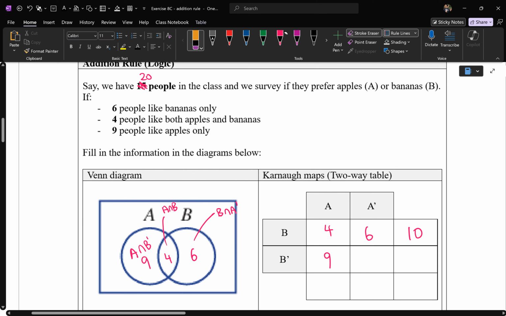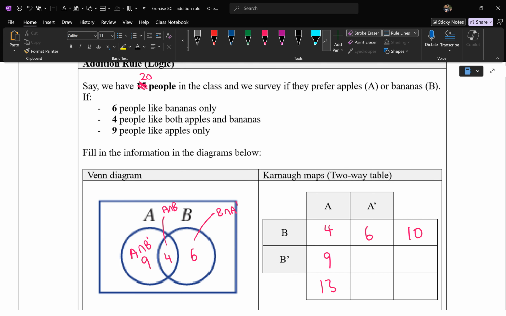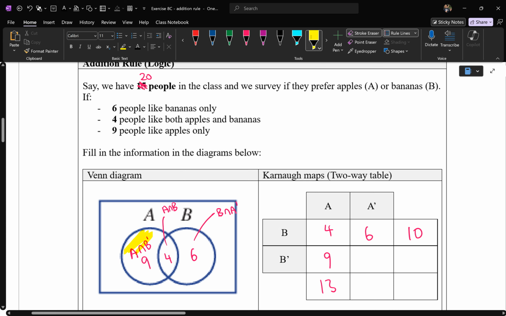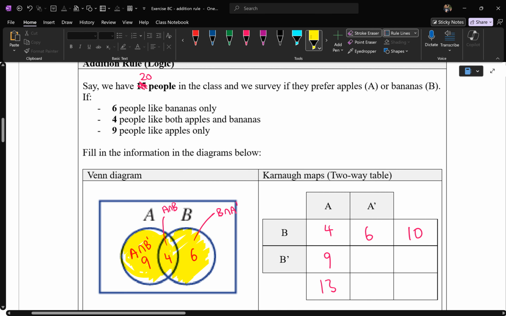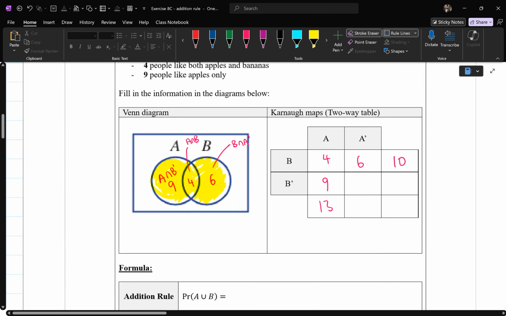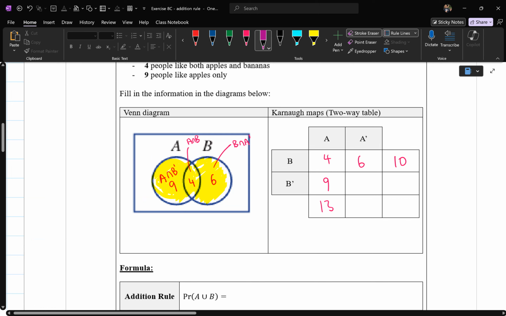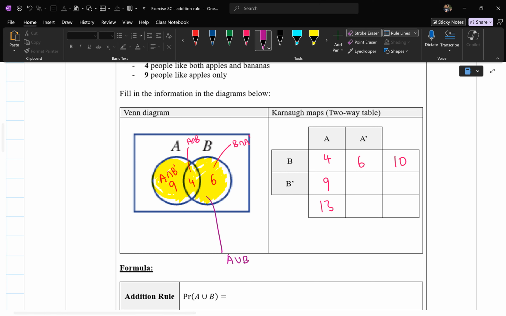Now what I want you to see here is, once I add these together, can you see that when I add 9, 4, and 6, I'm going to highlight the regions here. 9 plus 4 gives me all of A, and then when I add on 6 as well, what I've colored now, isn't that the region for A union B? Because that's what A union B means. A union B means take all of A and all of B and combine them together. So this is where the rule comes in.